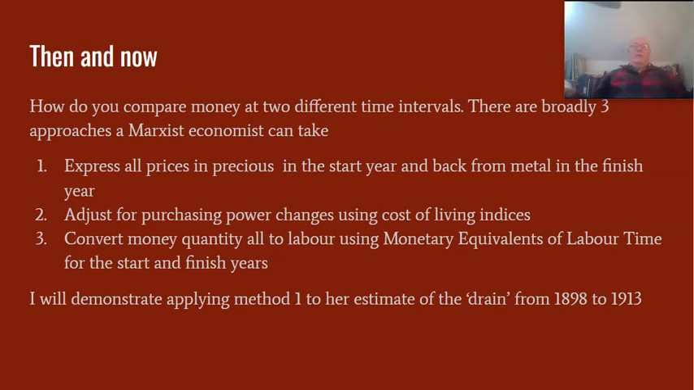An alternative method is to adjust for purchasing power changes using cost of living indices. That's what is most commonly done. So it measures how many goods you could buy at a given point in time with a certain amount of money.